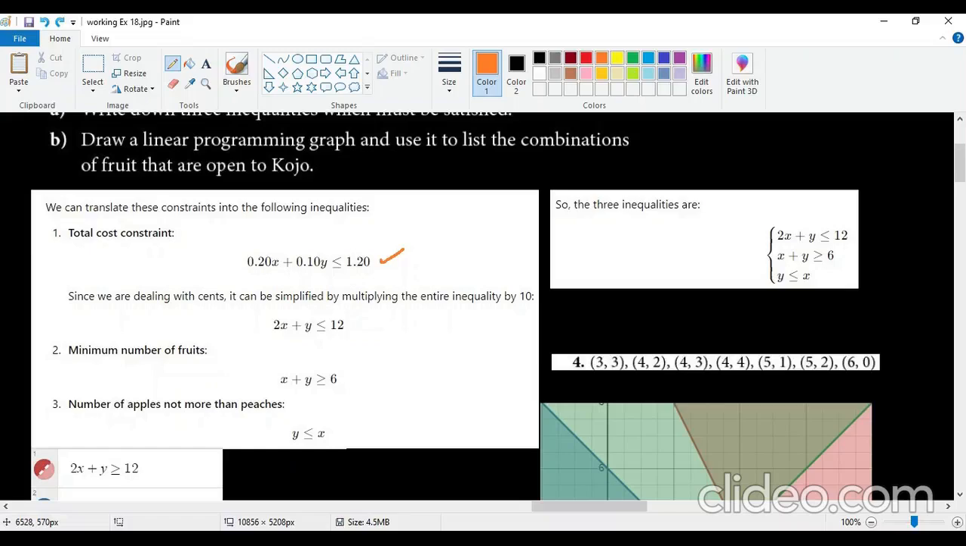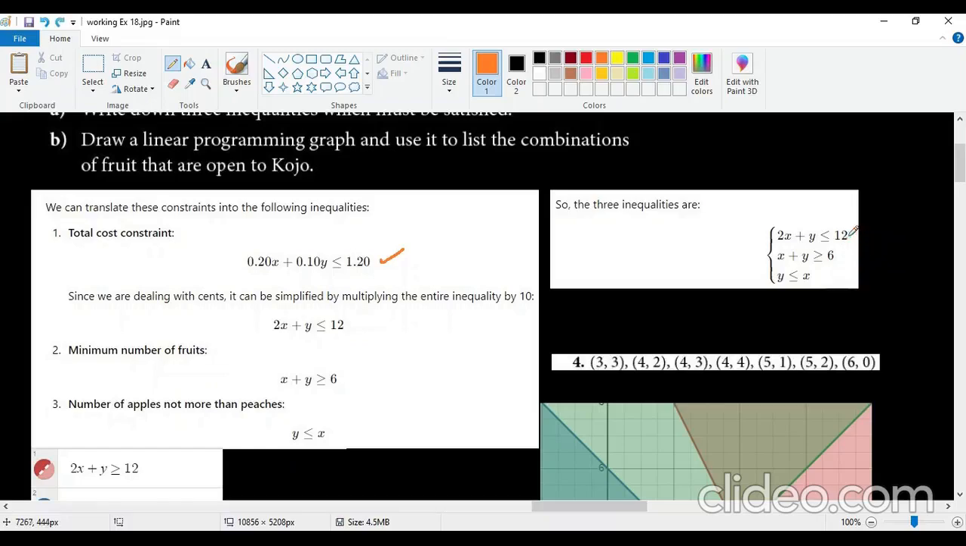Then comes the number of apples not more than peaches. That means y should not be greater than x. It should always be less than x. Now, these are the three inequalities we come up with. The first one is about the prices, and this is about the number of fruits, and the number of apples not more than peaches. So these are the three inequalities we come up with.